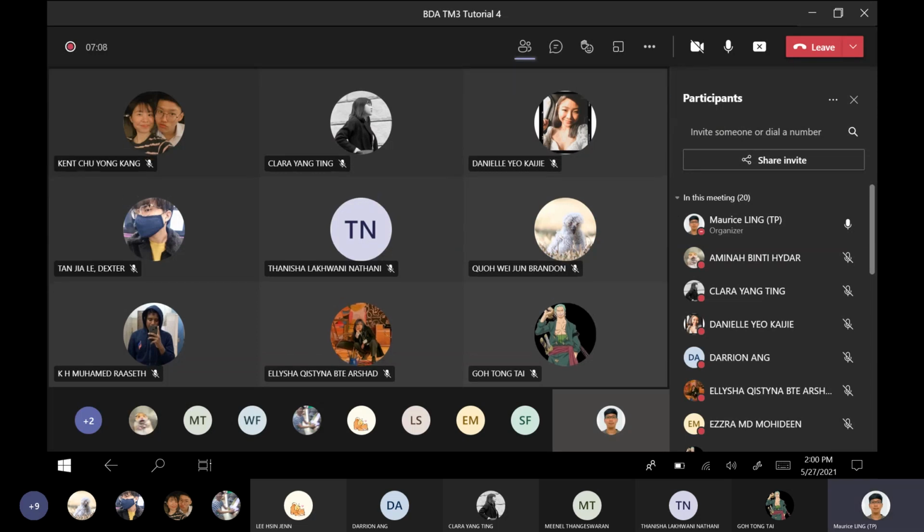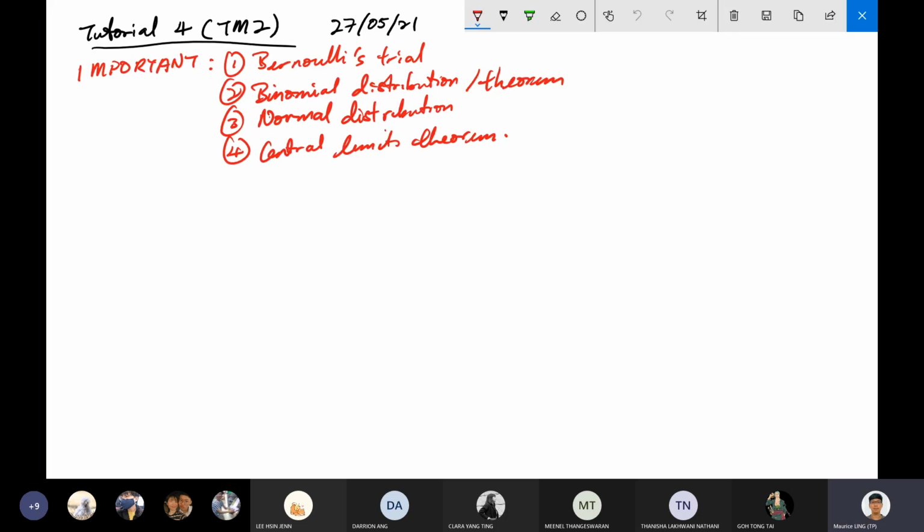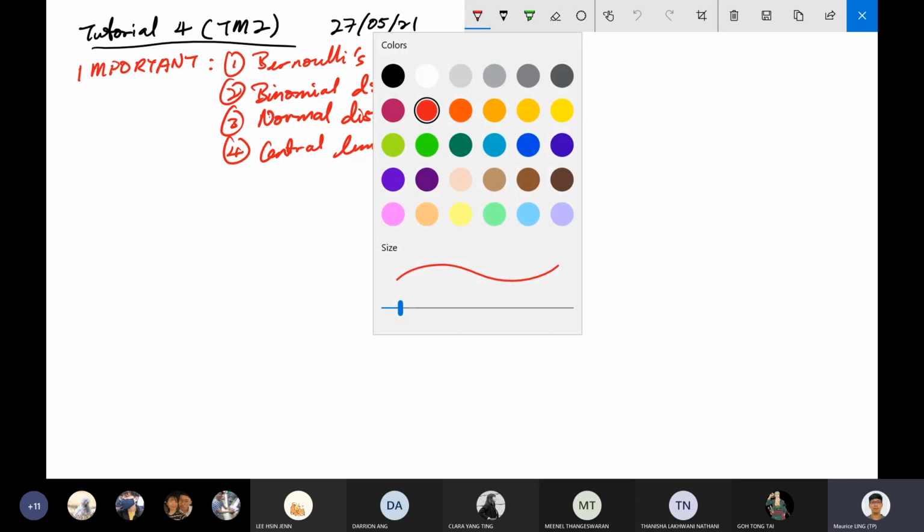Okay. So the tutorial question is similar to what you're going to get for your test. These are the topics that we're going to cover today: Bernoulli's trial, binomial theorem, binomial distribution, normal distribution, and the central limit theorem. I understand the central limit theorem is not exactly what we have now, but I would rather introduce it to you at this moment so that when you move on, you will be more familiar with it. Okay, let's get started.